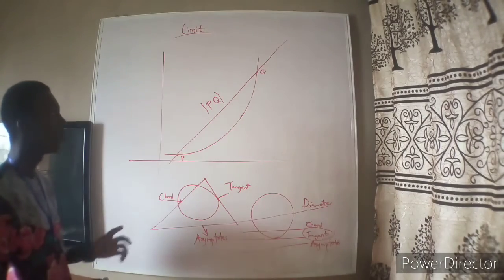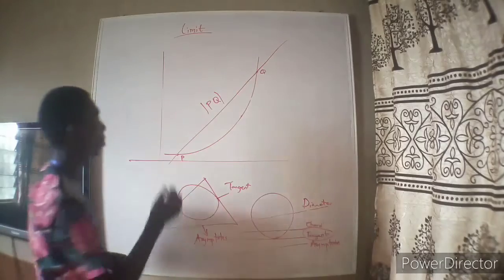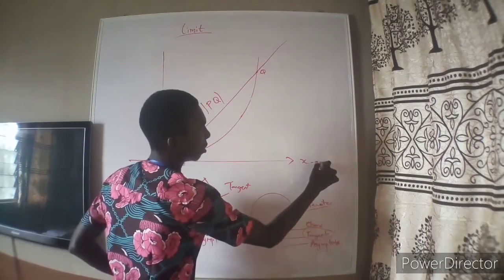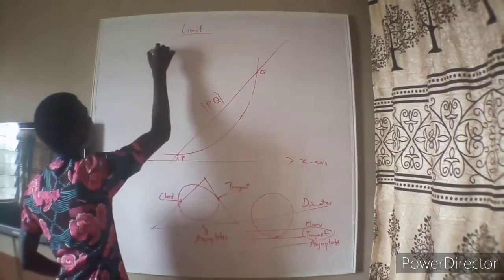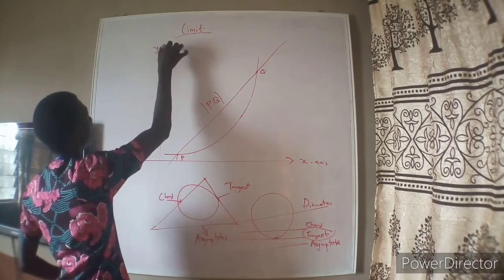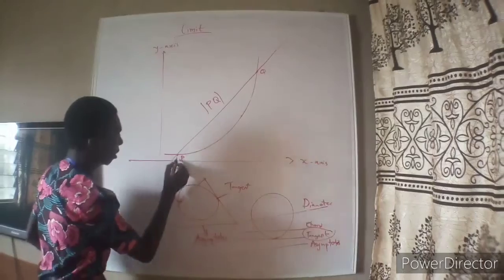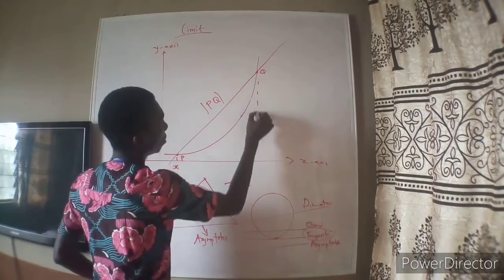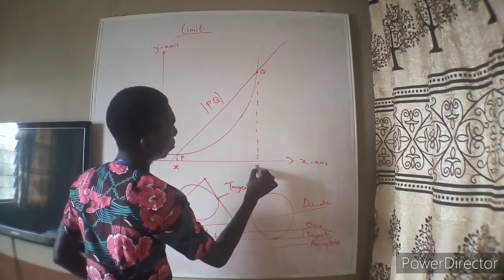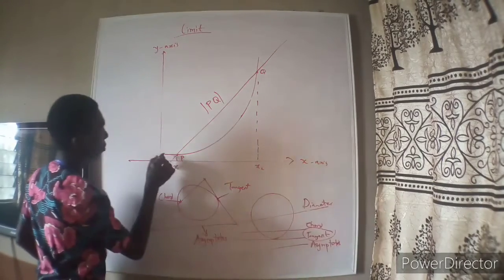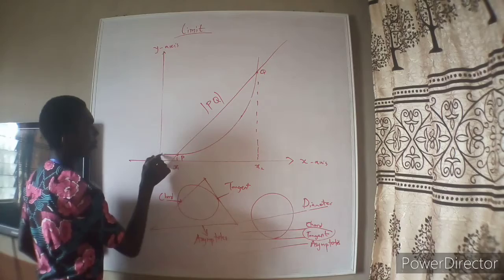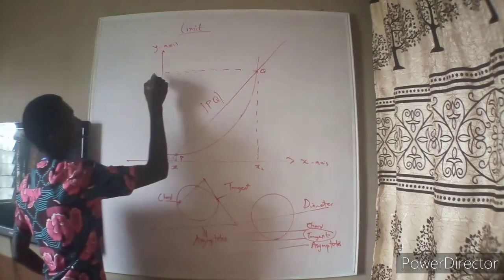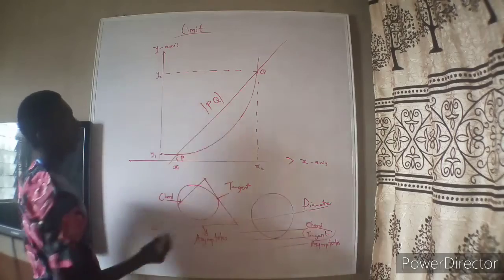Now I'm told that I have a broken line. This is my x-axis here, and here I have my y-axis. So here I have my first x value, which is x1. Here I'll have my second x value, which is x2. Here also I have my first y value, which is y1, and here I have my second y value, which is y2.